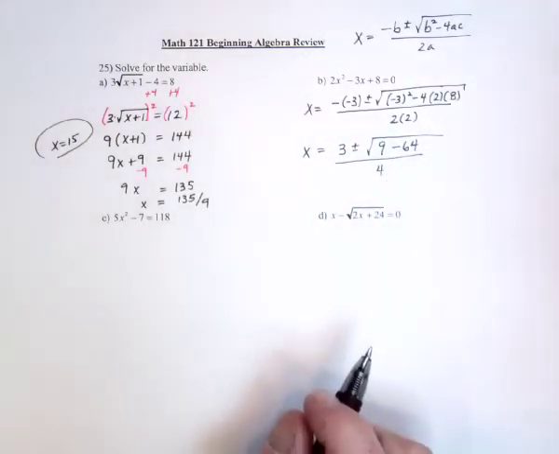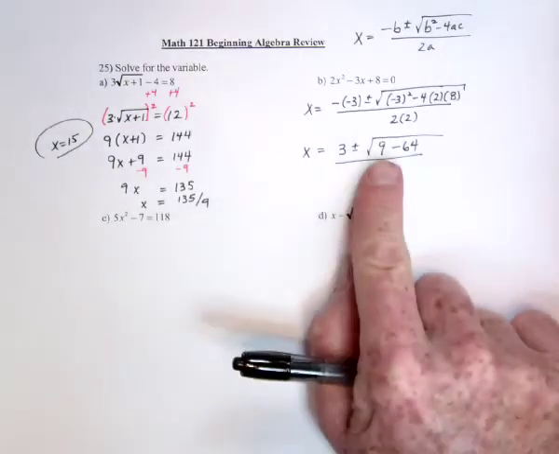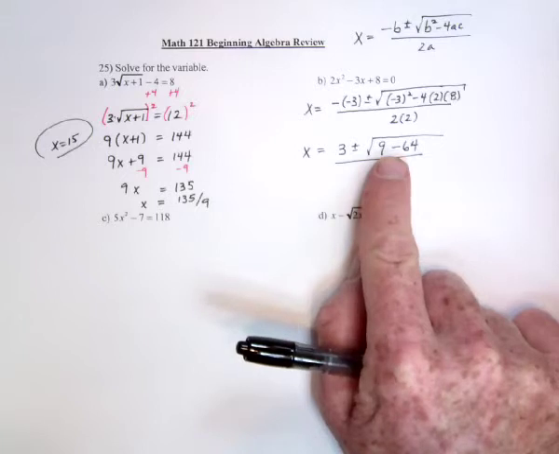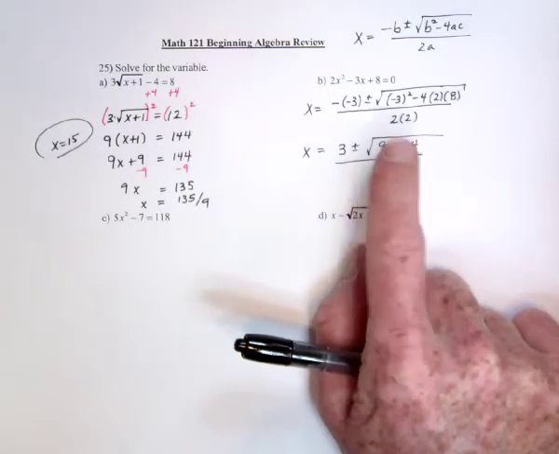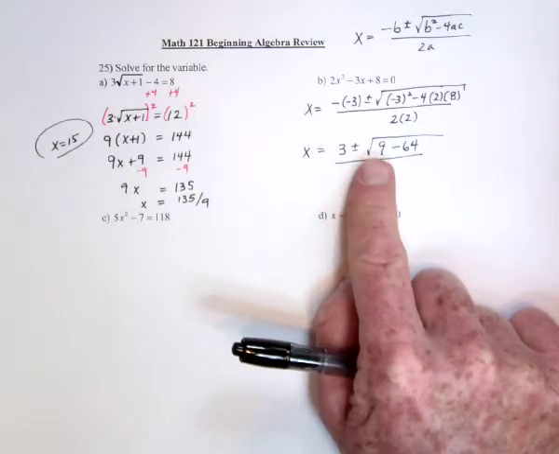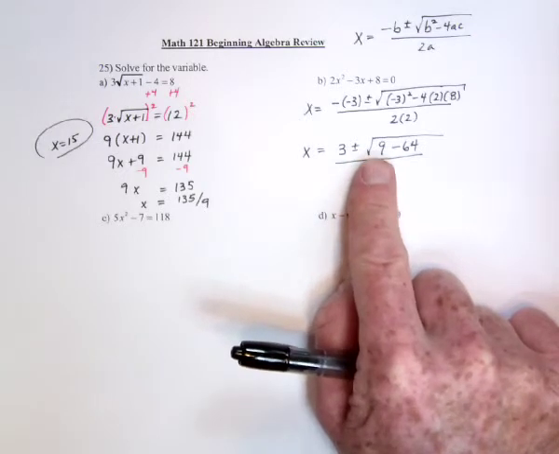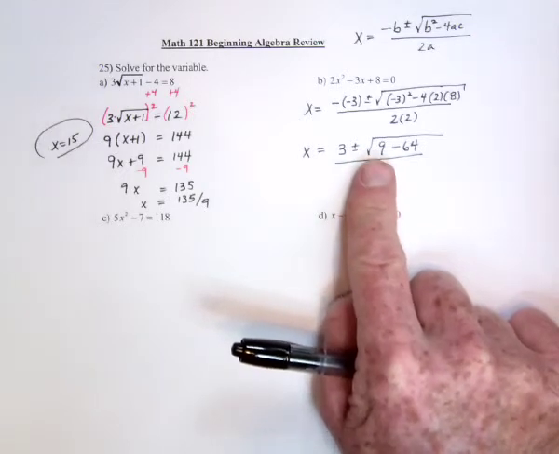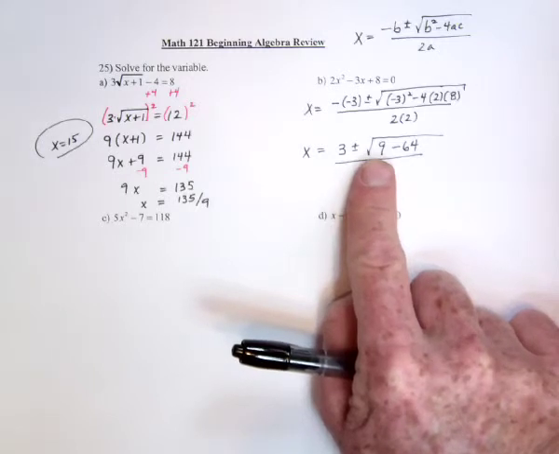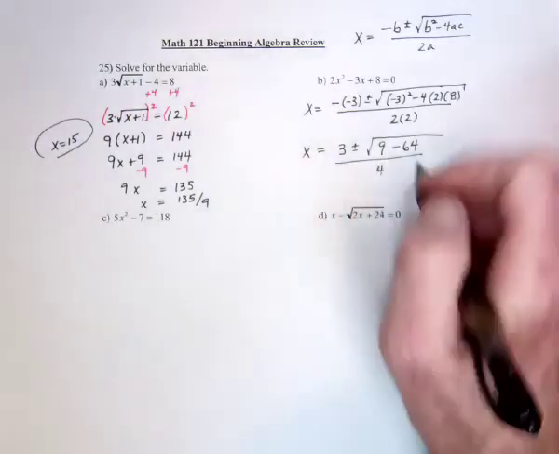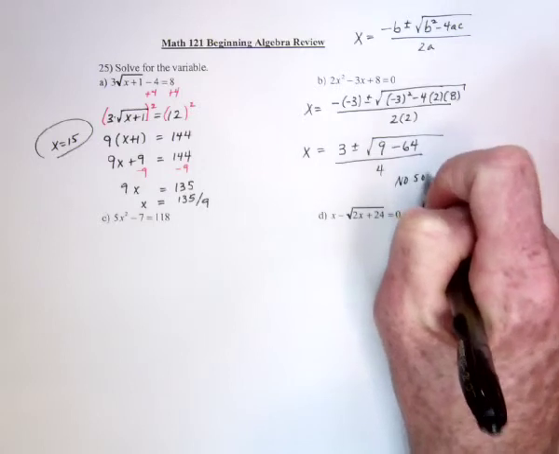And then, as far as beginning algebra, you can pretty much stop right there, because when you subtract these two, 9 minus 64, that's going to give you a negative number. The square root of a negative number is an imaginary number, and that's more of an intermediate algebra or pre-calculus topic. So for this, we stop and say no solution.